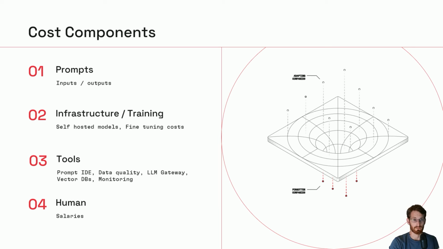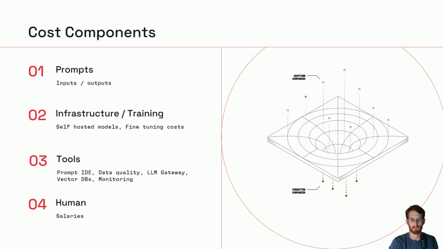When we look at the different cost components of running LLMs in production, these are the main four ones. Then we have first and foremost, the prompts, which include the input and the output. Infrastructure. This can be either the infrastructure of the training or the serving. In the case of LLMs, it could be self-hosted models, or it can be the cost of fine-tuning the models.